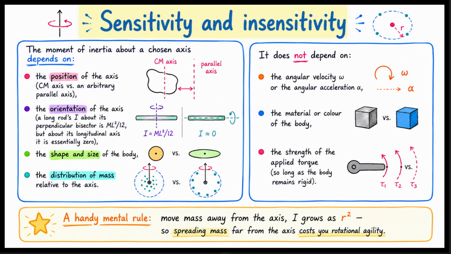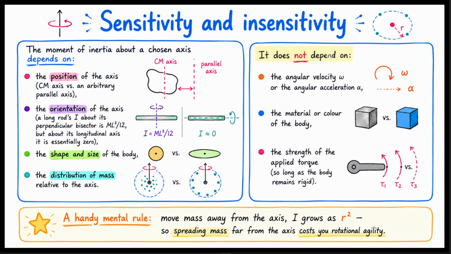The moment of inertia about a chosen axis depends on four things: the position of the axis, such as the center of mass axis versus an arbitrary parallel axis; the orientation of the axis. For example, a long rod's I about its perpendicular bisector is ML squared over 12, but about its longitudinal axis it is essentially zero. The shape and size of the body, and the distribution of mass relative to the axis.